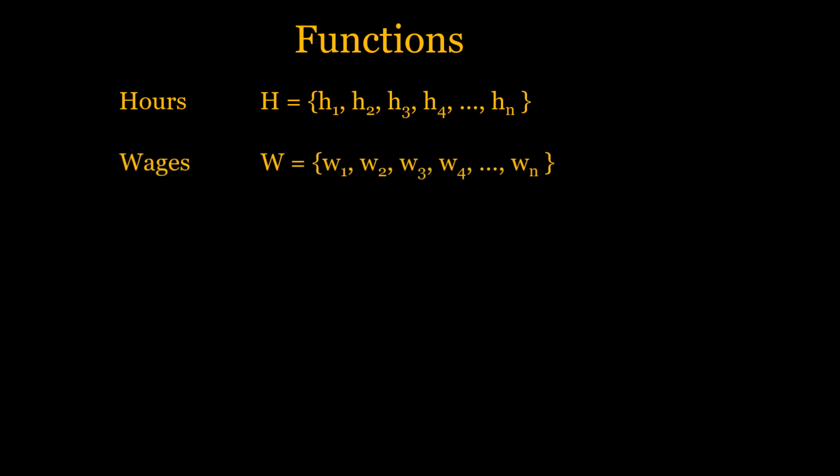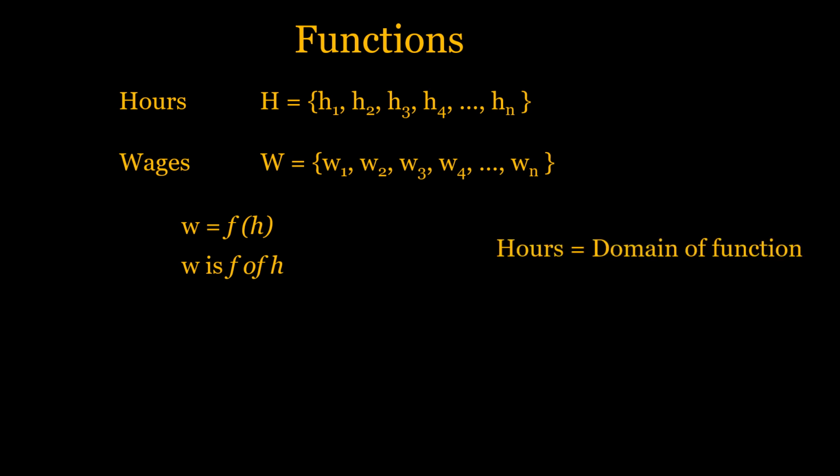Suppose H represents the hours of work done by the workers. The wages W of the workers depend on the hours of work. Then, wage is essentially a function of hours. This is read as W is f of H. All the hours of each worker will be the domain of the function, and all the corresponding wages, which are the values of wages, will be the range of the function.